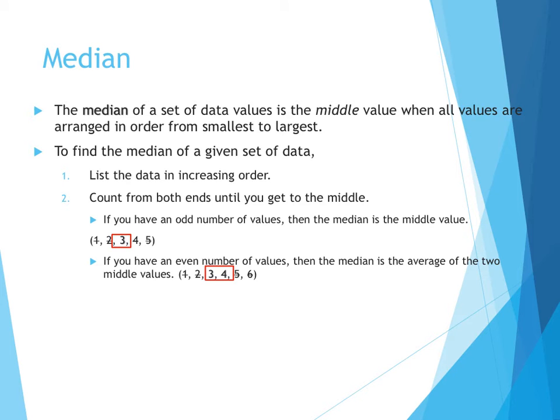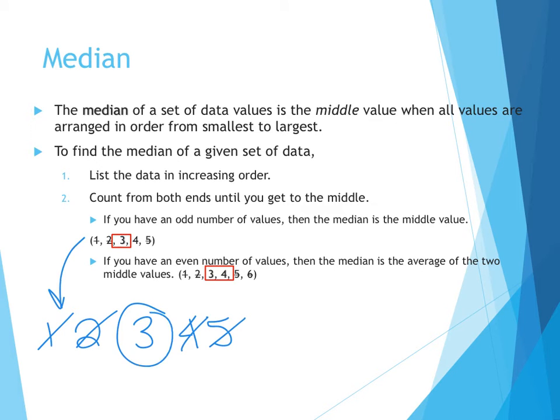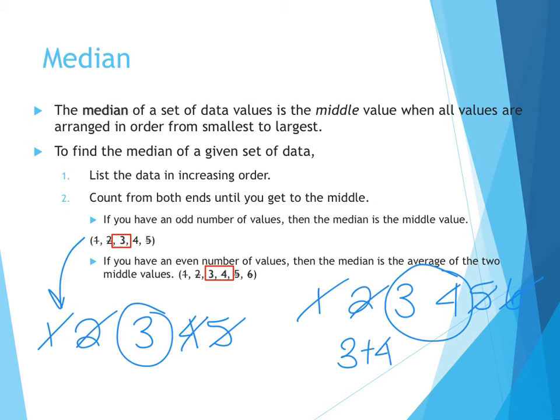You can see an example here. So you have 1, 2, 3, 4, and 5. You would just mark off each side until you got to the middle. If it was 1, 2, 3, 4, 5, 6, you again would mark off each side, but you see we have two values in the middle. So you're going to do 3 plus 4 divided by 2. So that's 7 divided by 2. So we should get a median of 3.5.